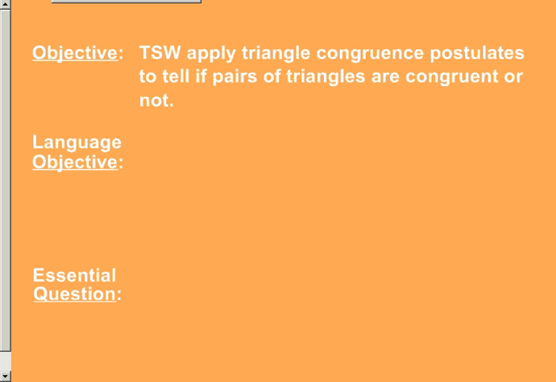Our stated objective for today is the student will apply triangle congruence postulates to tell if pairs of triangles are congruent or not. It would be nice if everything was always congruent and the answers to our questions were always yeses, but that is certainly not the case. We will definitely see triangles that are not congruent to each other, as well as other polygons that are not congruent. So we need to understand what it is that we need to look for in order to decide that two triangles are congruent or not.